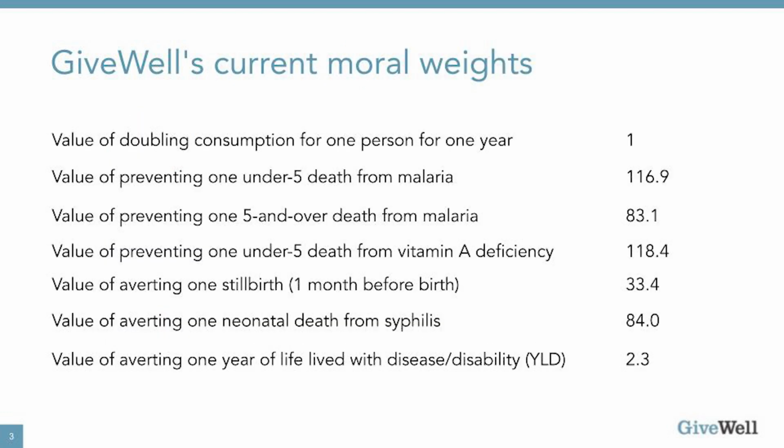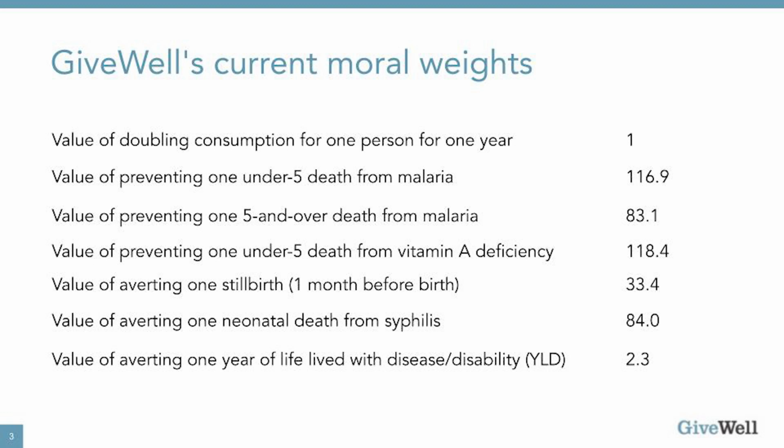So here are some moral weights. These are all in units of the moral value of doubling consumption for one person for 1 year. So when we see that the value of preventing an under 5 death from malaria is about 117, that means that we think it's about 117 times more valuable to save this life than it would be to double someone's consumption for a year. Or if we were given the choice between doubling the consumption of 118 people or preventing one under 5 death from malaria, we would choose the 118 people, but if it was 116, we would choose the life saved.